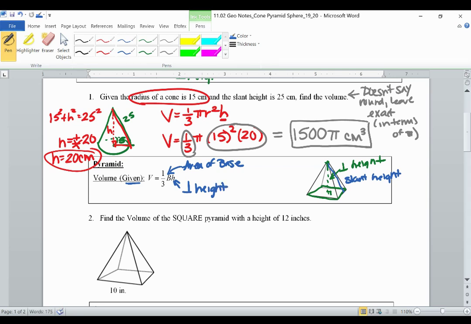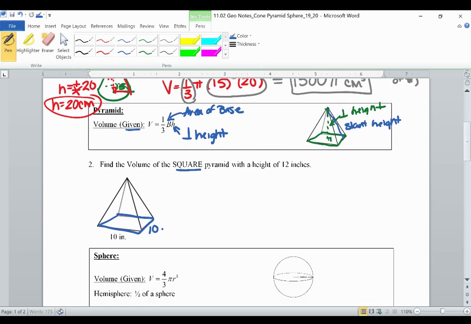Let's do an example. Find the volume of the square pyramid with a height of 12 inches. So this tells us if it's a square pyramid that this, even though it looks rectangular, is a square. So each side is going to be 10 inches on that bottom. So when we do our volume, we take 1/3 the area of our base. Well, what's the shape of your base? The base is a square. What's the area of a square? The area of a square is side squared, or base times height. So we do s squared times the height, perpendicular height of our pyramid, which they gave us was 12 inches.